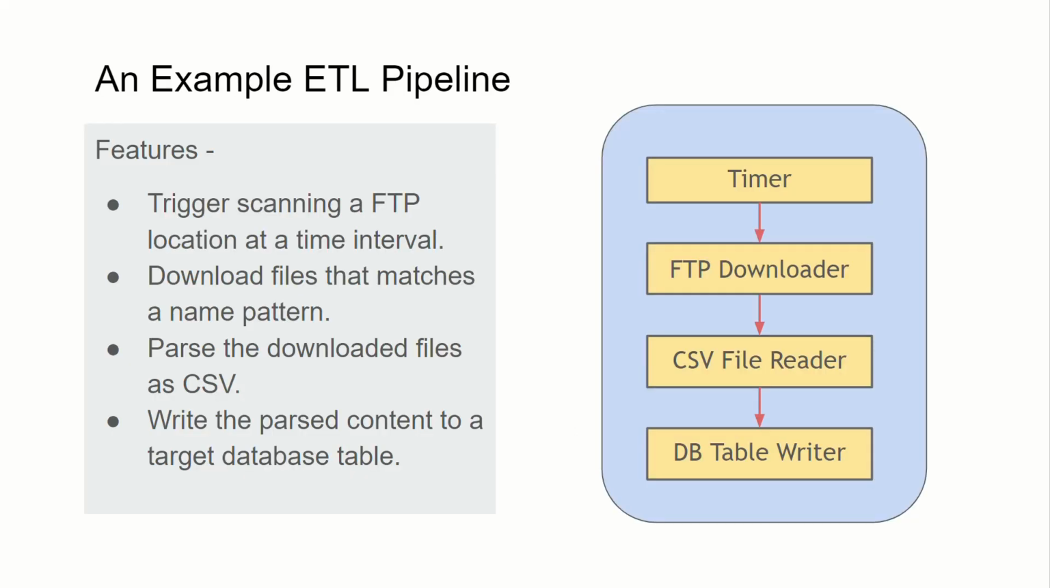Let's say we want to build an ETL pipeline that has these features. It has a trigger scanning an FTP location at a time interval, downloads any file that matches the name pattern, parses the downloaded files as CSV, then writes the parsed content to a target database table. For functional design, we can make these features implemented as a software module or component.